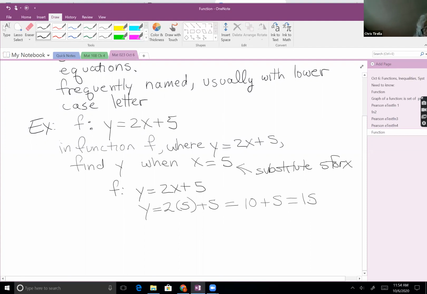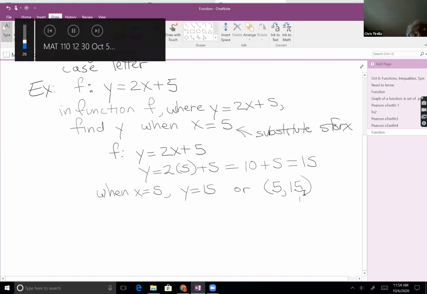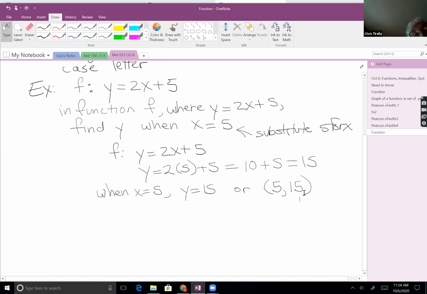And so that would tell us that when x equals 5, y equals 15, or we could write it as an ordered pair. When x is 5, y is 15. With me so far?